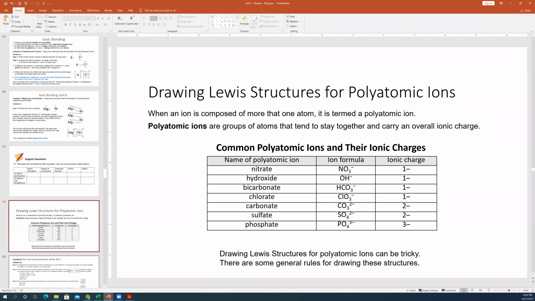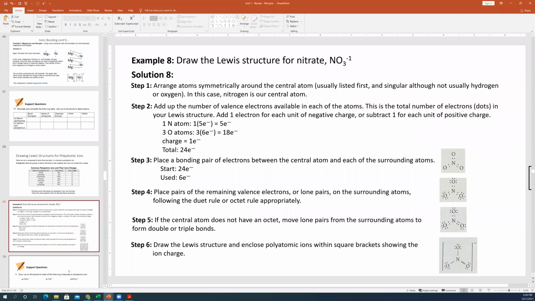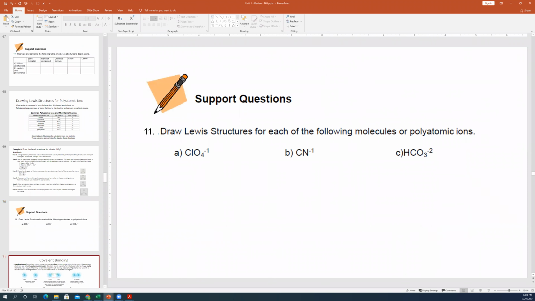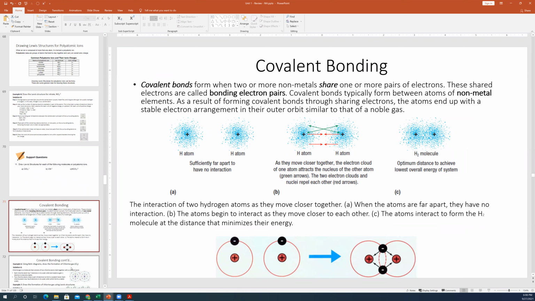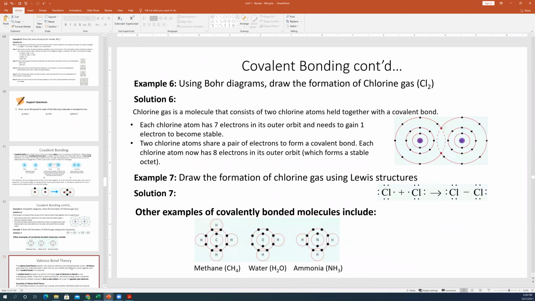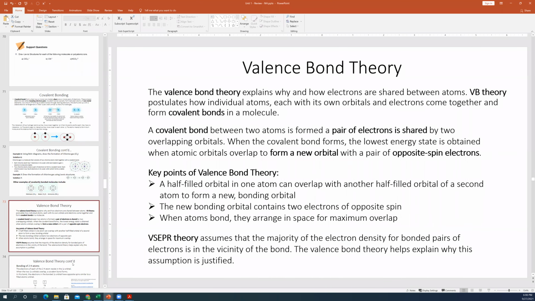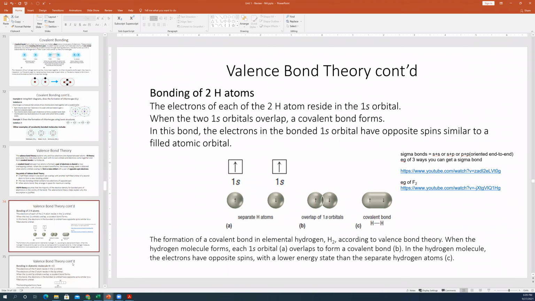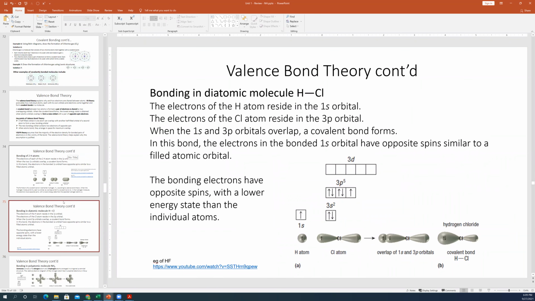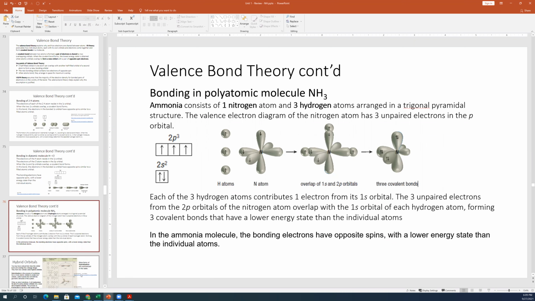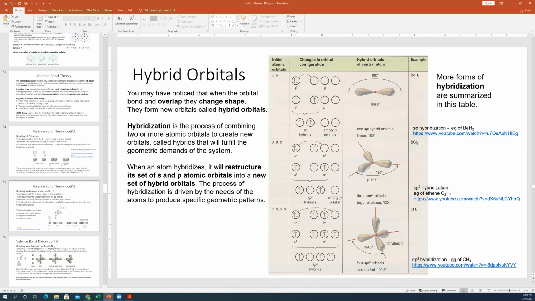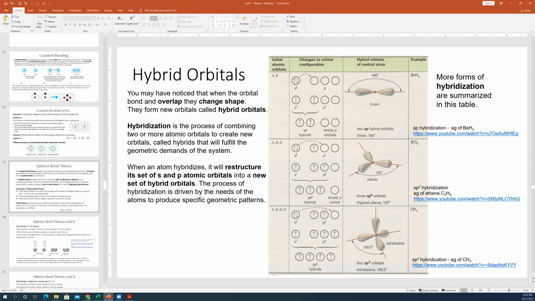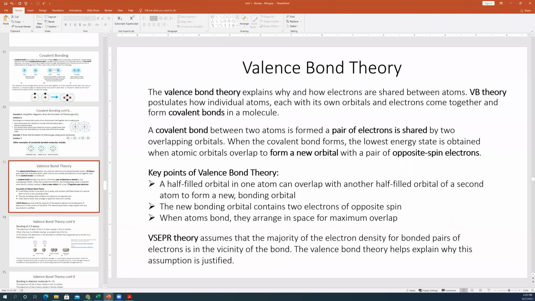So Borna, let me know if I'm in an area that you feel like I need to go over again. Covalent bonding. Then we started to talk about valence bond theory, and we spent a few slides talking about it. Yeah. Okay, so is this where things started to get a bit confusing maybe? Yeah, basically. Okay, all right, so valence bond theory.